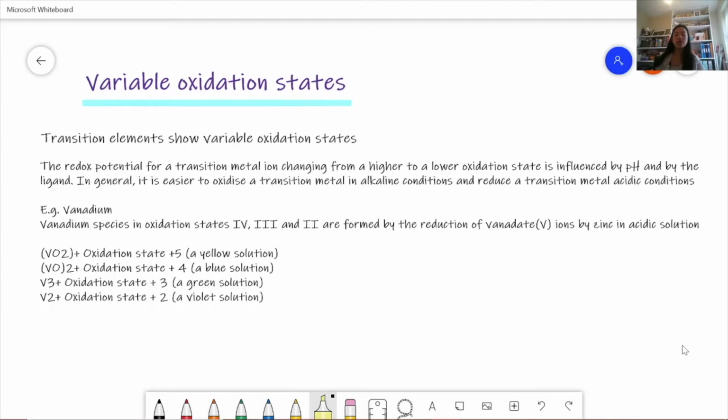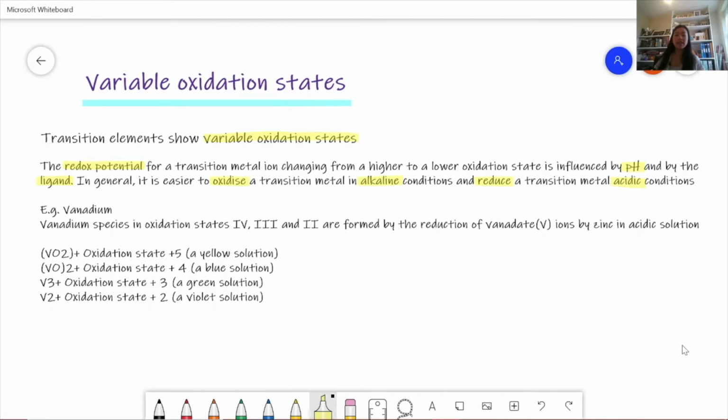So transition elements show variable oxidation states, and this is because of their partially filled 4d orbitals. The redox potential for a transition metal changing from a higher to a lower oxidation state is influenced by pH and also by the ligand. But in general, it is easier to oxidize a transition metal in alkaline conditions and reduce a transition metal in acidic conditions. So the example that you need to know is vanadium.